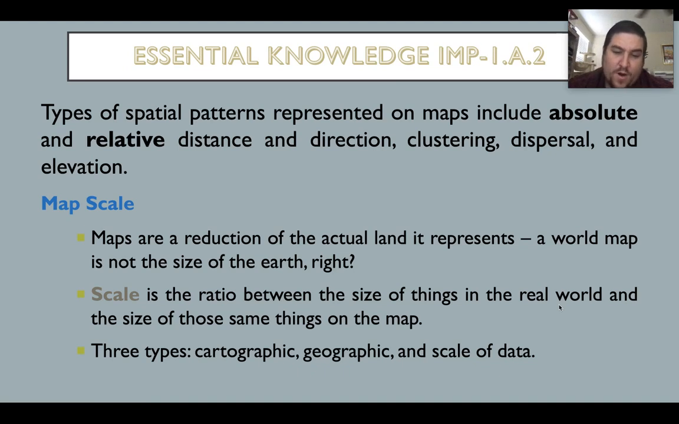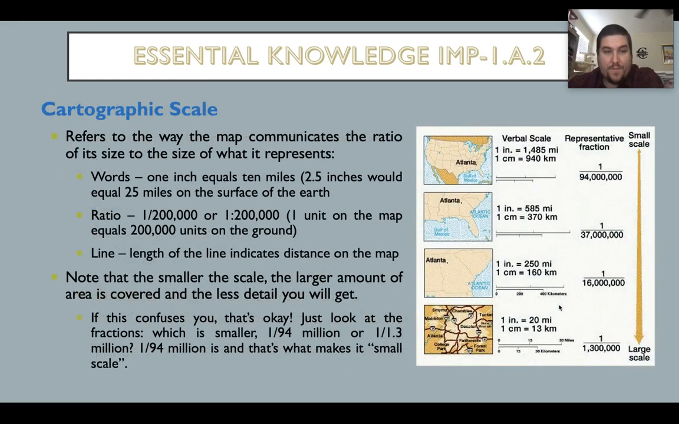There are 3 types: cartographic, geographic, and scale of data. First one is the map scale. So it is written as either a fraction or in words: 1 inch equals 10 miles, a ratio of 1 to 200,000, or 1 unit on the map equals 200,000 units on the ground. That could be inches. So we see it right here.